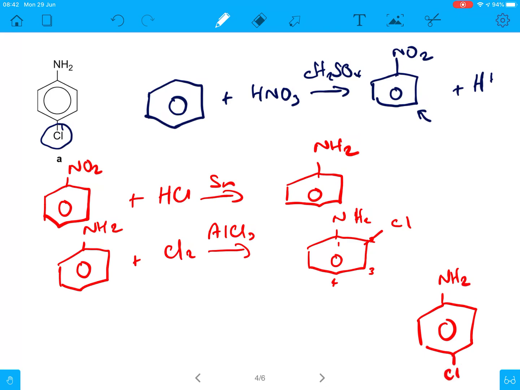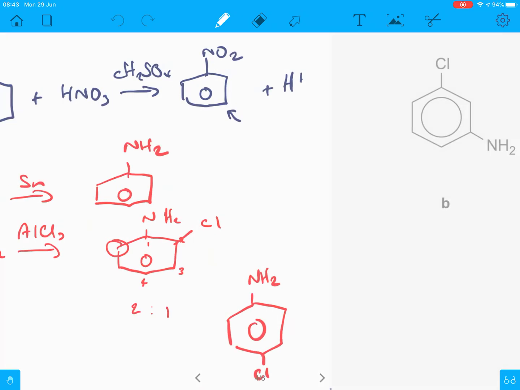And I think they'd be roughly in the ratio of 2 to 1, because there's only one 4 position, where in effect there's two 2 positions. Okay, if we'd reduced the NO2 afterwards, we would not have got the same, because if we reduce the NO2 afterwards, it would have directed to position 3. So let's try another example of this.